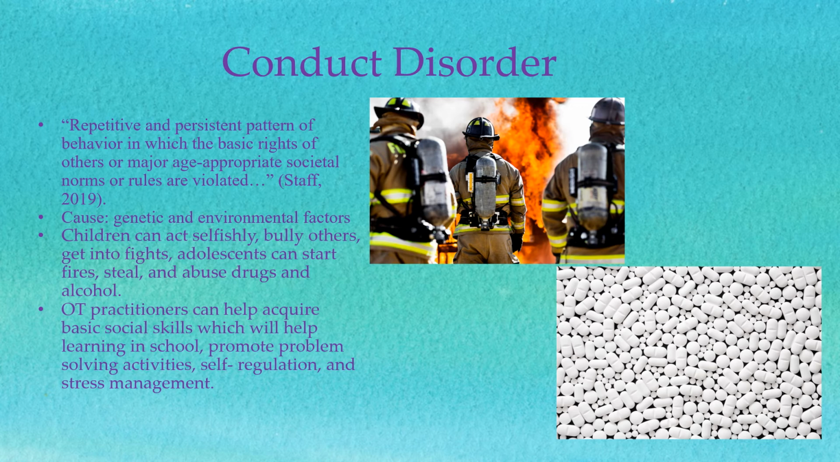Children can act selfishly, they can be bullies and threaten others, they can act aggressively and get into fights, and can even participate in animal cruelty. Some children even go as far as setting fires, they steal and begin to abuse drugs and alcohol. Children will have disregard for basic social skills, standards and rules, which can cause trouble learning in school. The misbehavior leads to failure in academic progress. The OT practitioners can help a child cope with misbehavior by conducting problem-solving activities, promoting self-regulation, and stress management.